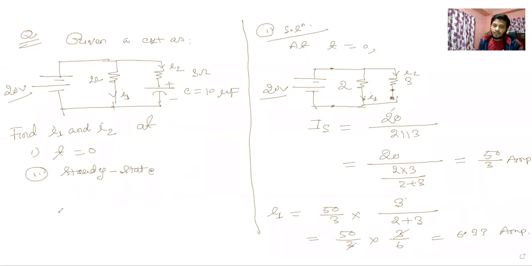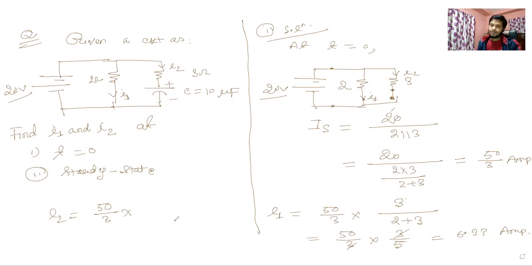What would be the value of I2? Sir, it will be 10 ampere? Why? 2 plus 3 is 5, and 10 by 5 is 2, so no. The equation is source current multiplied by 2 divided by 2 plus 3. So what would be the value of I2? The 20 by 3 ampere.